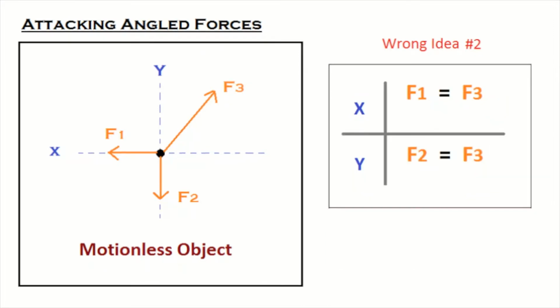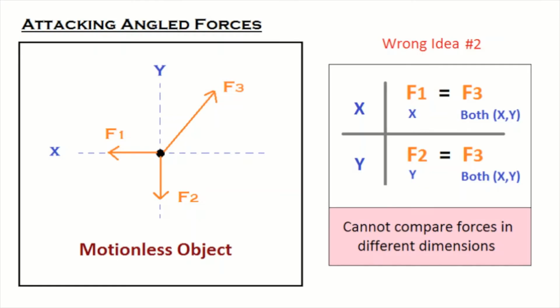The next wrong idea is a little better, but still not where we want to be. Some students might think that since F3 is in both dimensions, you can simultaneously set it equal to each of F1 and F2, but we still have a directional problem. We can only compare forces that are on the same plane. Although F3 is in both dimensions, not all of it is X and not all of it is Y, only some of it in each plane. So I can't just set it equal to both. We again have a directional problem.